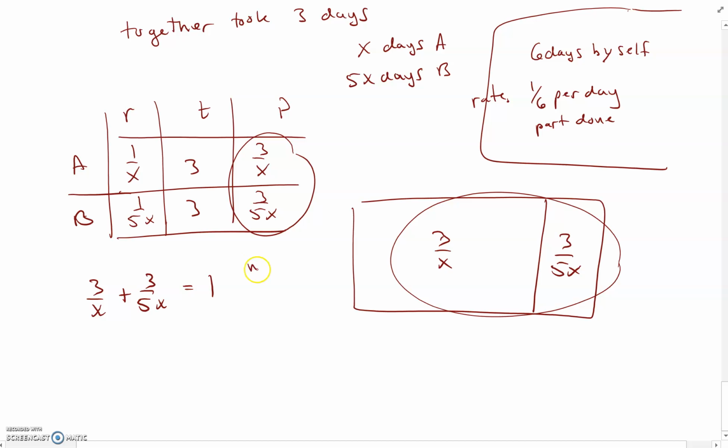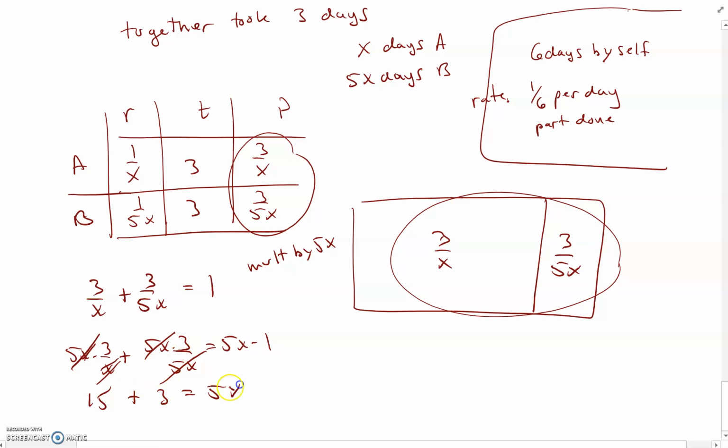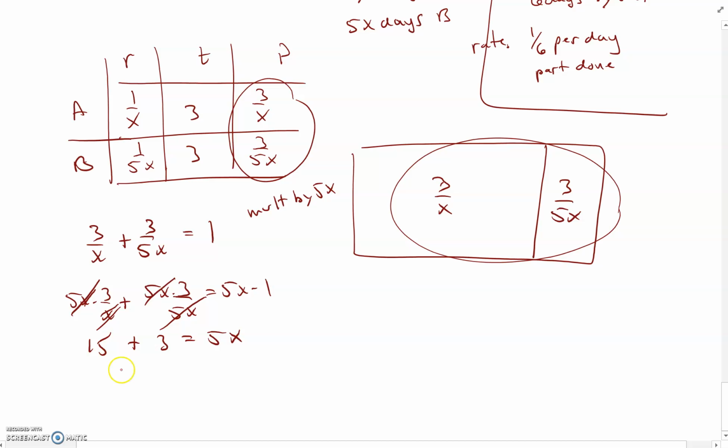I would recommend multiplying by 5x. It'll clean up all the fractions. Multiply everything by 5x. So you see I've tacked on 5x, it cancels here, the x cancels here, so I get 15 plus 3 equals 5x. So that's 18. So 18/5 equals x. That is A, right?